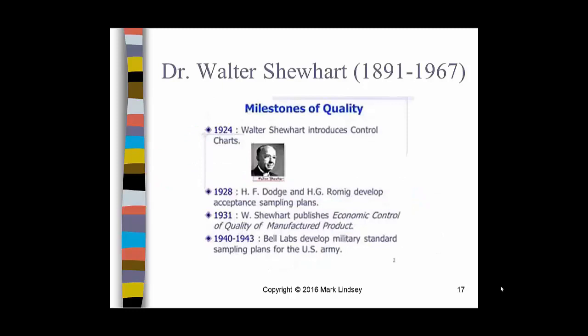Some milestones. 1924 introduced control charts, and then along with Dodge and Romig developed acceptance sampling plans, and he published the Economic Control of Quality of Manufactured Products. And then 1940 to 43 Bell Labs developed most standard sampling plans for the U.S. Army, which was covered earlier on in some of the Juran books that you can download off the internet.